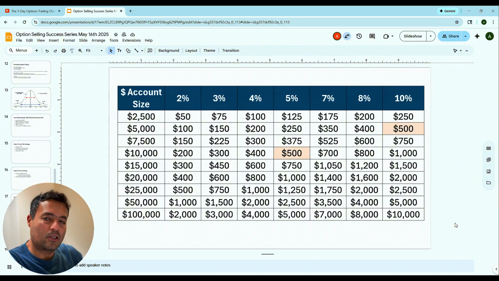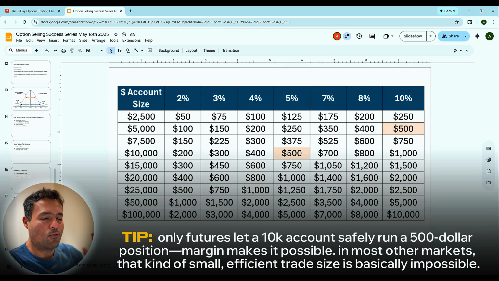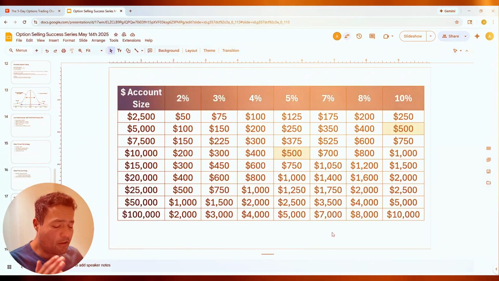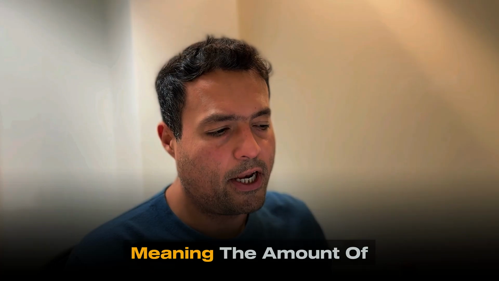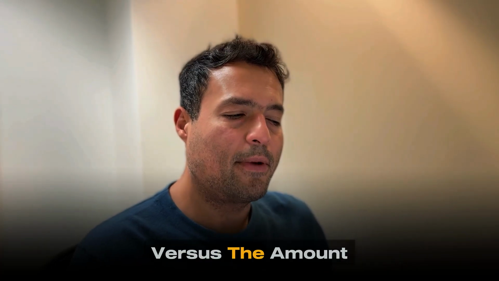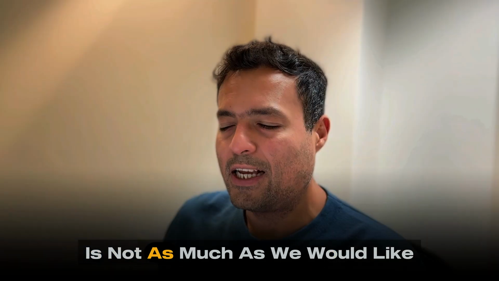5% is fine if it's a small account like 10K. And I'll show you exactly how you can do it for $500 in a 10K account with futures options. It's impossible to do in any other market. The reason I say that is because other markets will ask you to put down more money and you will not be able to initiate a trade for $500. Yes, you can do a $5 wide strike for an iron condor or a credit spread, but then your risk to reward ratio is pretty low, meaning the amount of money you're putting down versus the amount of premium you're collecting is not as much as we would like.